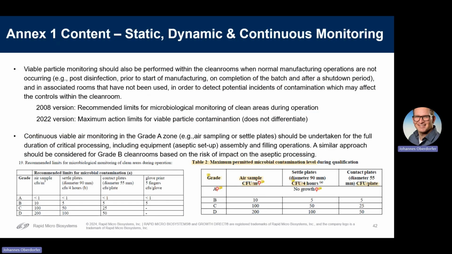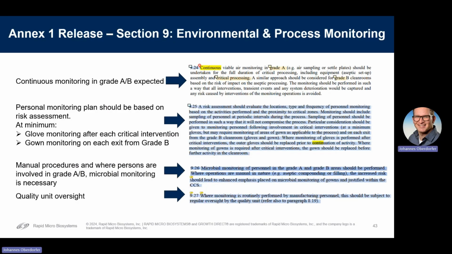One part is this static, dynamic, and continuous monitoring. So viable particles are one part of it that needs to be monitored. And you see here in Table 1 the maximum permitted microbial contamination levels, which changed in grade A from below 1 to being clear that no growth is expected. Continuous monitoring is expected, as mentioned. Glove monitoring after each critical intervention. You see the blue part, which is new in Annex 1. Where manual procedures and persons are involved in grade A/B, microbial monitoring is necessary, and the quality unit has the oversight.